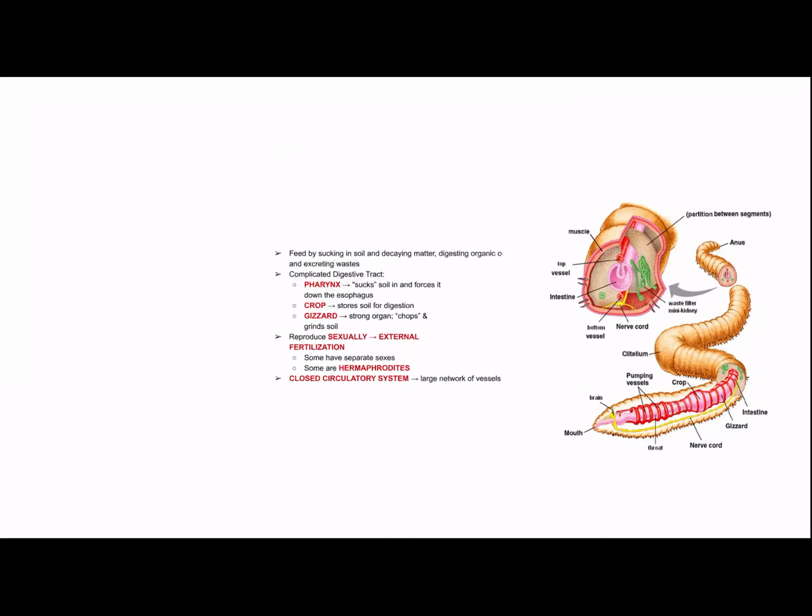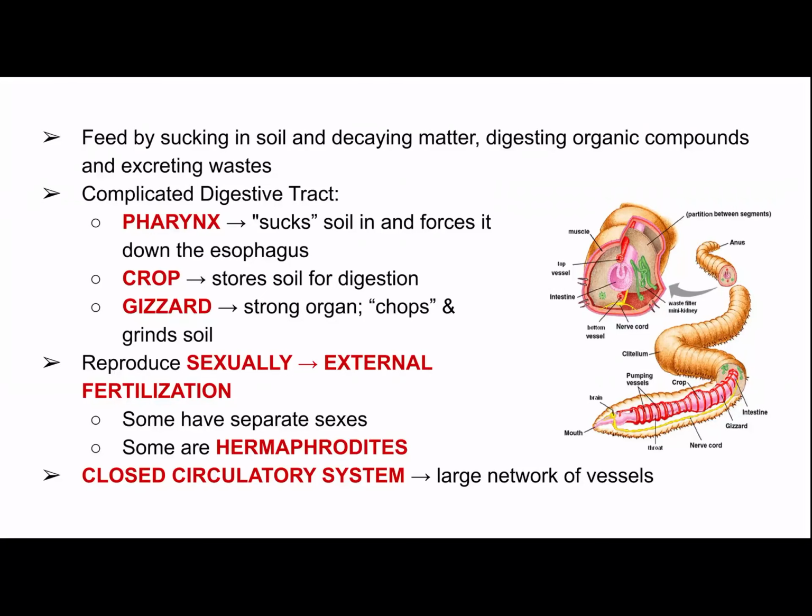Now, since earthworms are the most common or most well-known type of segmented worm, we're going to focus mostly on what they have. But just keep in mind that marine worms as well as leeches are very, very similar. This is why they are all classified together in Annelida. When we're talking about earthworms, they feed by sucking in soil and decaying matter, and then they digest the organic compounds and excrete the wastes. Just like we do. We don't suck in soil and decaying matter, but we eat food, we digest the organic compounds, and then we excrete our wastes.